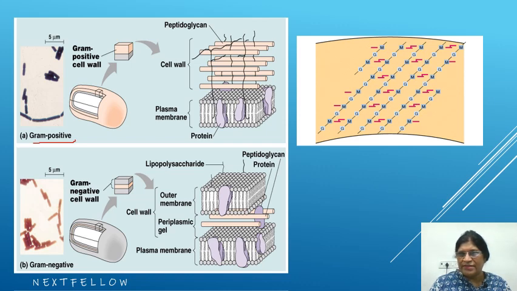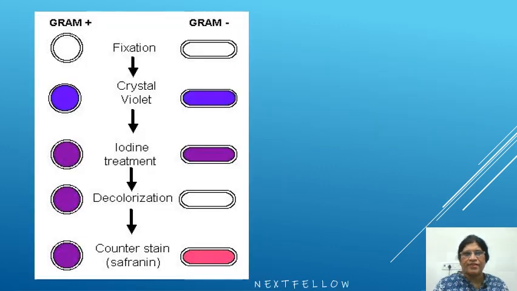Now we move towards the next slide where I will be talking about gram stain. These are the gram-positive and this is the gram-negative organism staining. In the gram-positive organism, first fixation is done. Fixation is done by natural air drying, or we put the slide over the flame to fix the smear on the slide. Then we add crystal violet. After adding crystal violet, you can see that both the cells, gram-positive and gram-negative, stain purple.